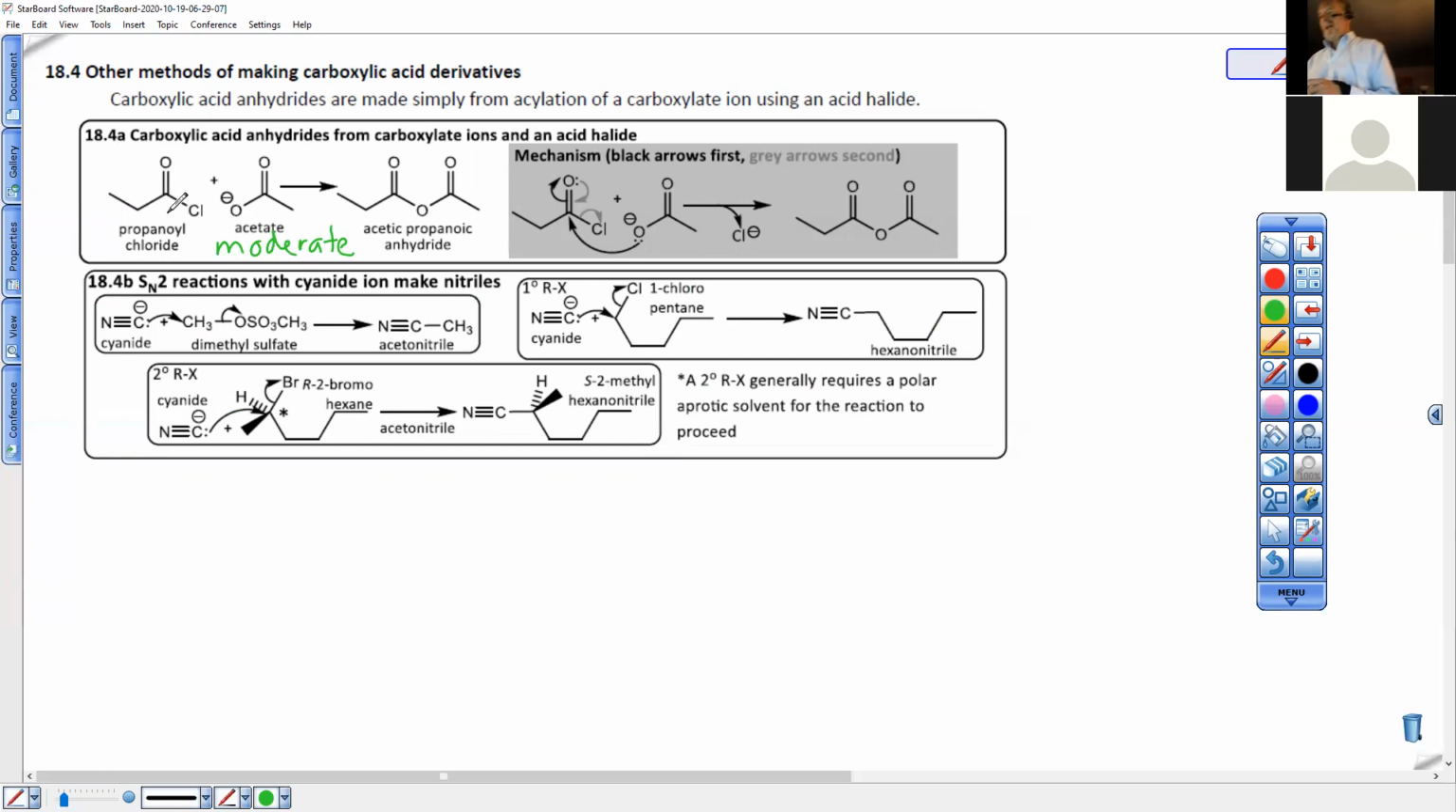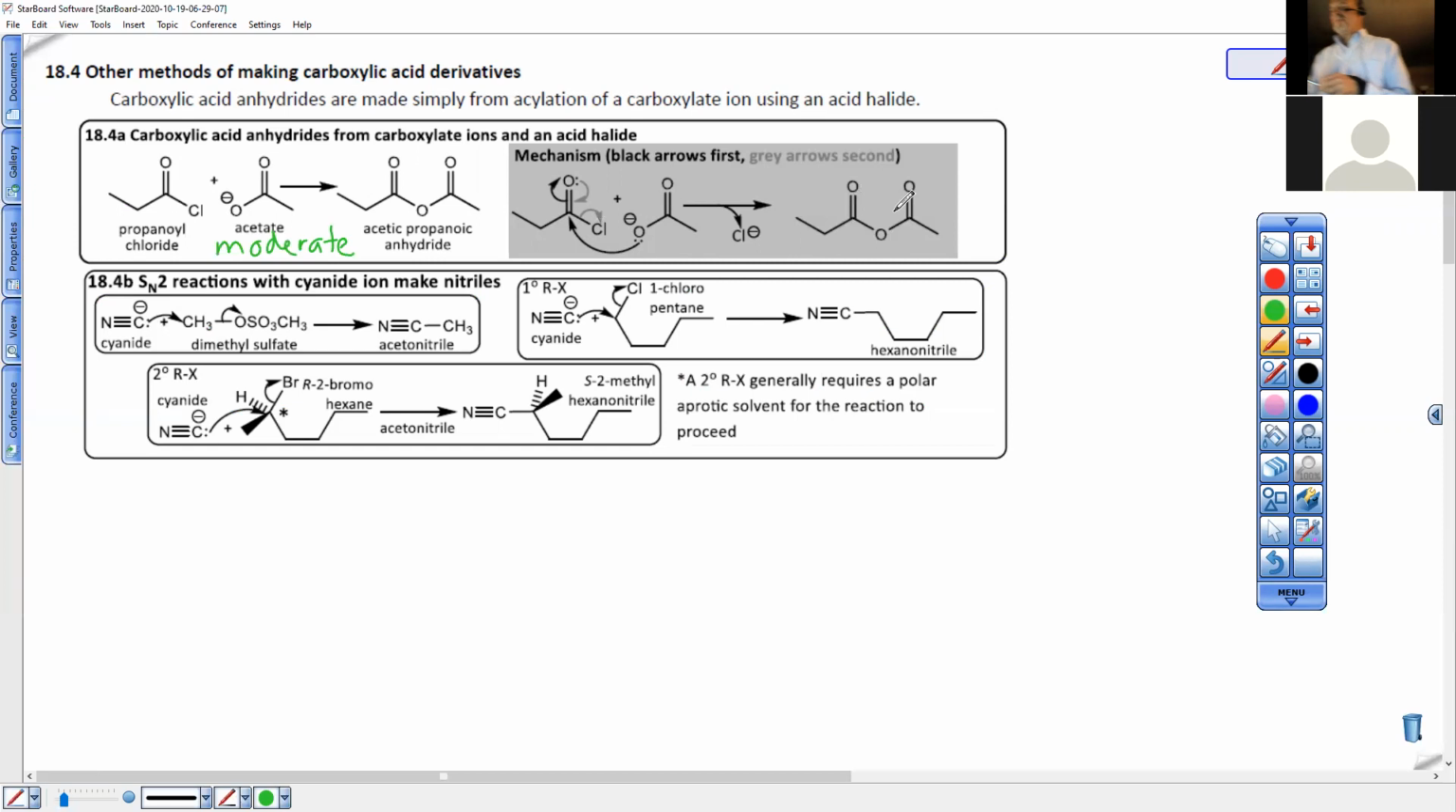And the mechanism, I don't think we need to do this mechanism together. It's 2 steps. We've been doing these steps all chapter. Attack the carbonyl. The O- then resonates back and kicks off chloride, and you're done. Got a lovely acid anhydride here. And that's the end of that. The only way that we know how to make acid anhydrides.